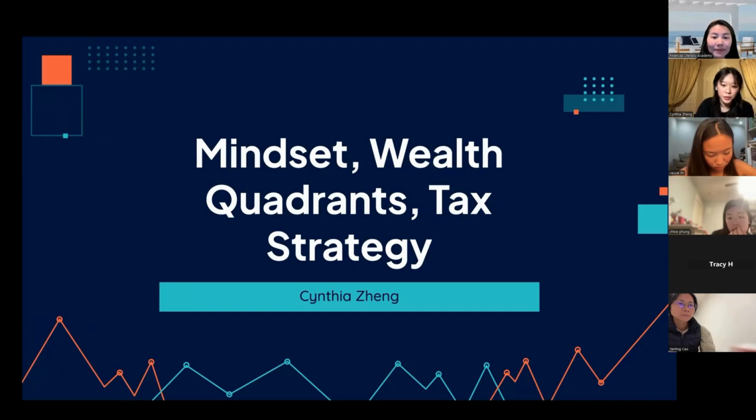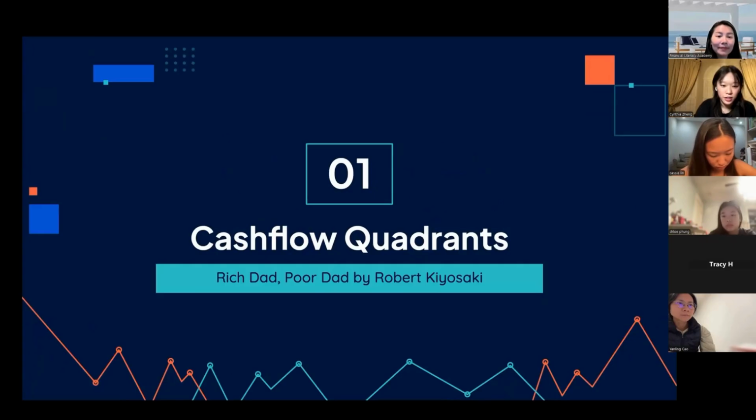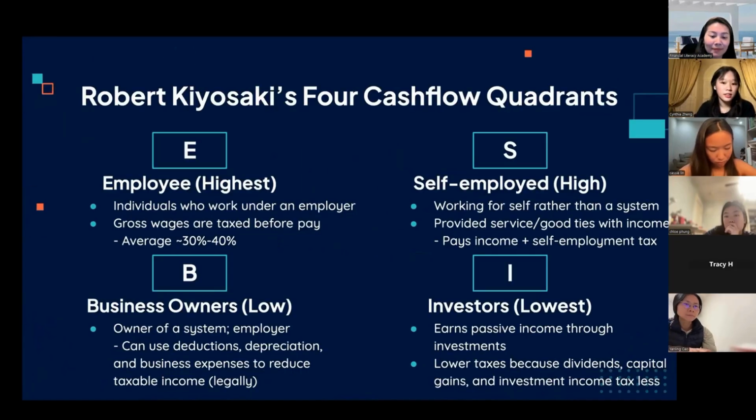Talking about mindset, both quadrants, and tax strategies. The concept of cash flow quadrants comes from Robert Kiyosaki, the author of Rich Dad Poor Dad. Basically, he divides cash flow quadrants, or tax quadrants, into four main categories that can be abbreviated by ESBI, from highest to lowest taxes. Starting off with the highest is employees, who are individuals working under an employer.